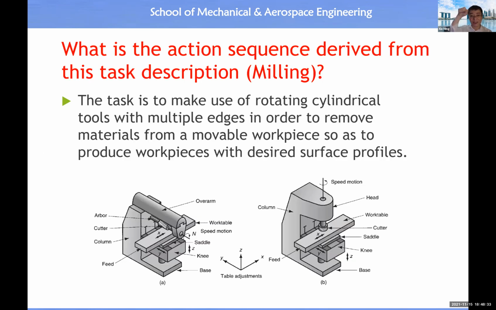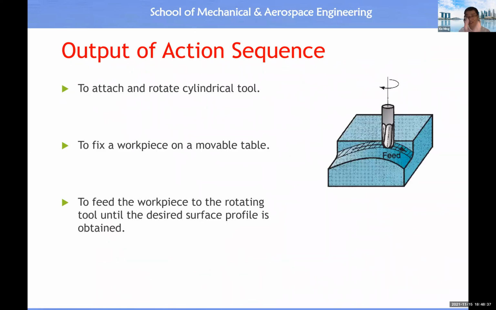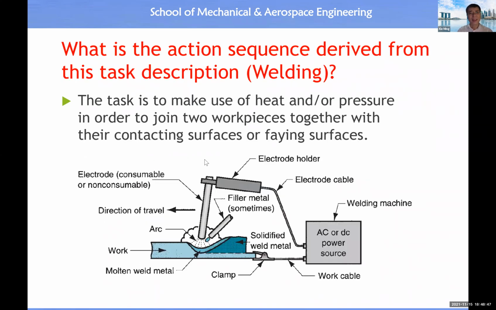So in this case, the rotating tool is at the fixed location, all right? So by changing the interaction location, we will change the profile of the workpiece. So this is this scenario. Then how about this assembly task?